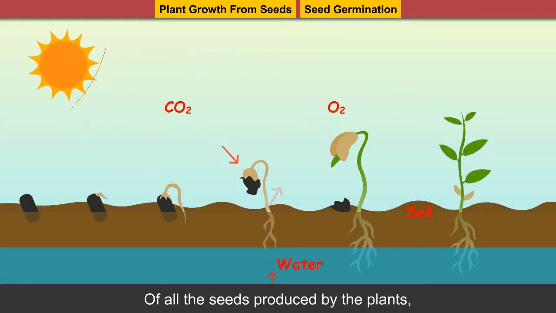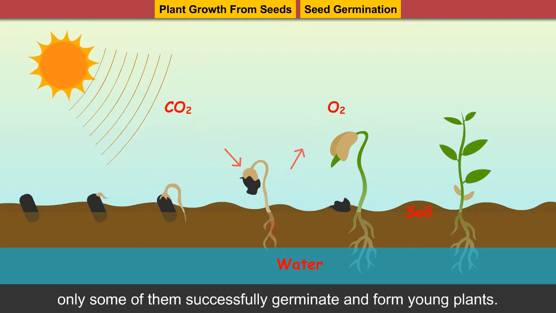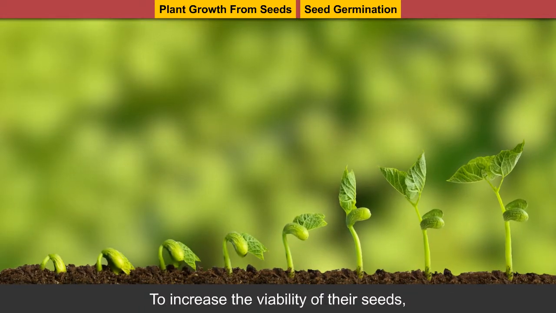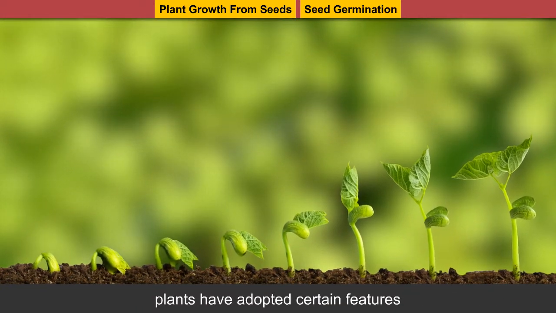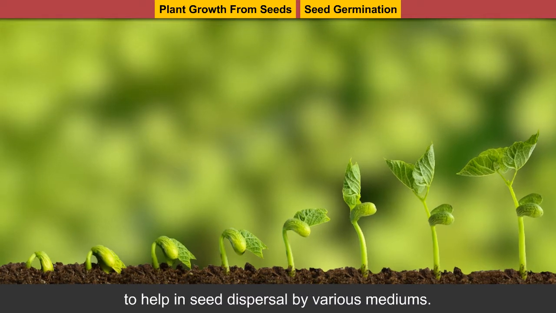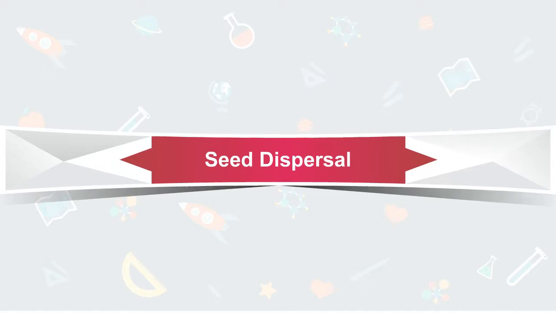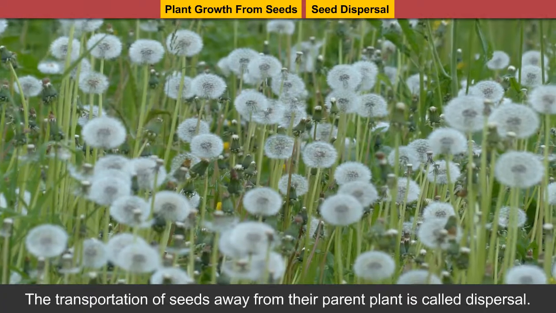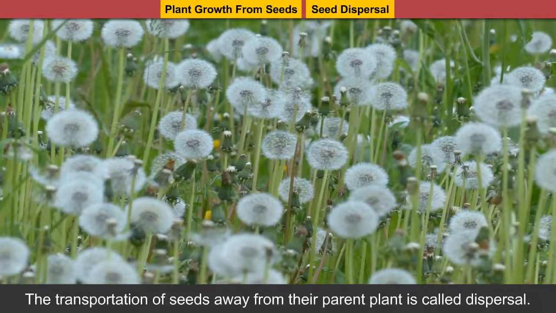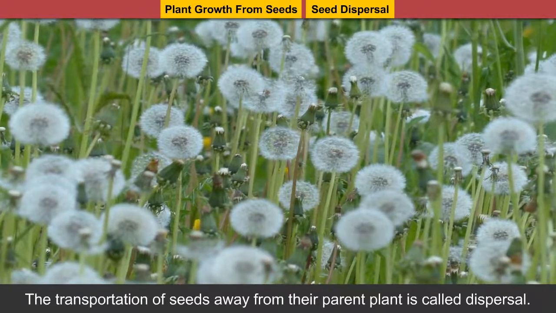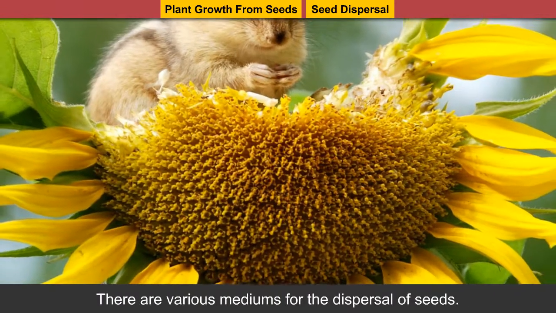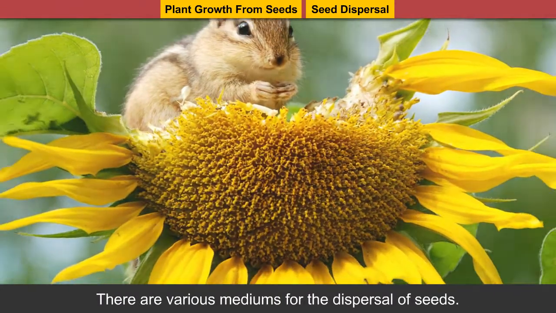Of all the seeds produced by the plants, only some of them successfully germinate and form young plants. To increase the viability of their seeds, plants have adopted certain features to help in seed dispersal by various mediums. Seed dispersal. The transportation of seeds away from their parent plant is called dispersal. There are various mediums for the dispersal of seeds.